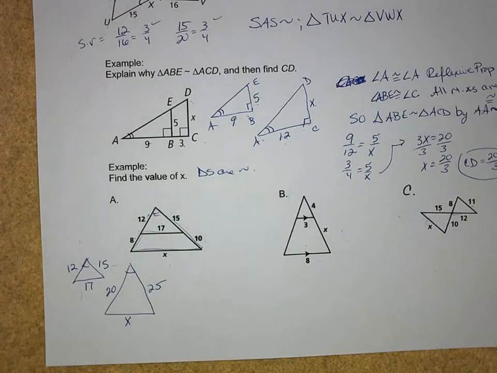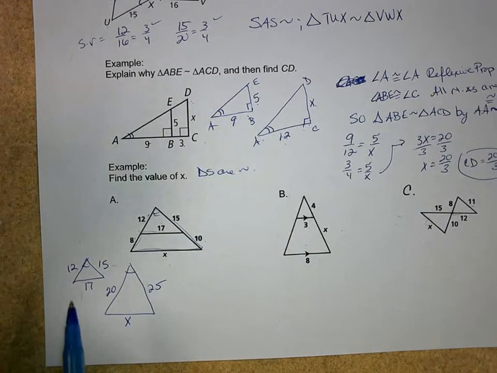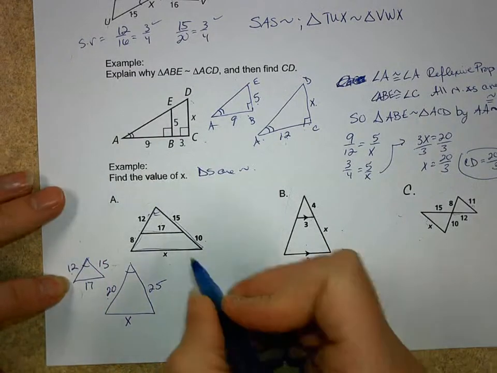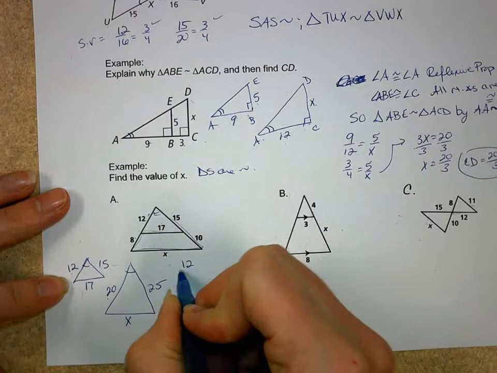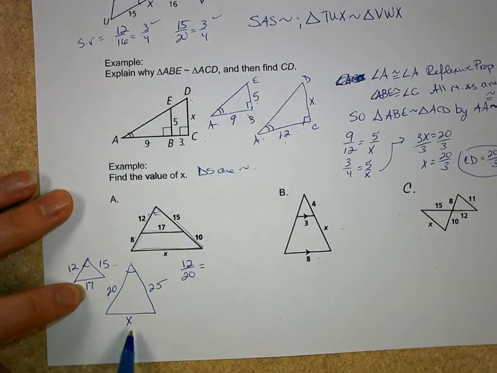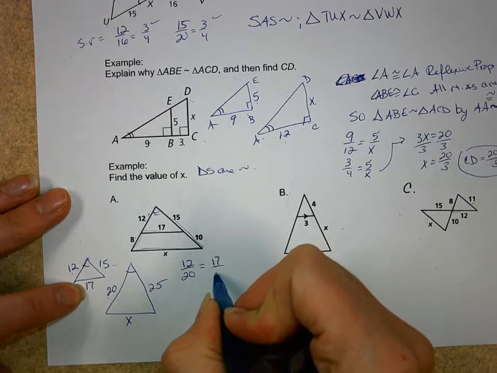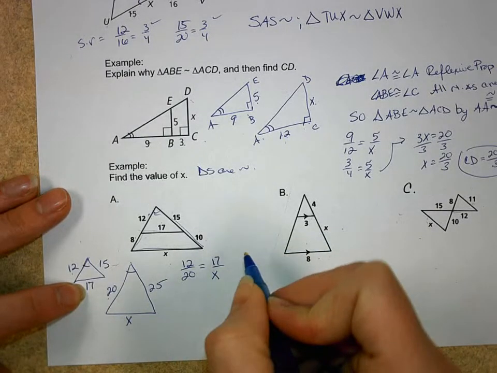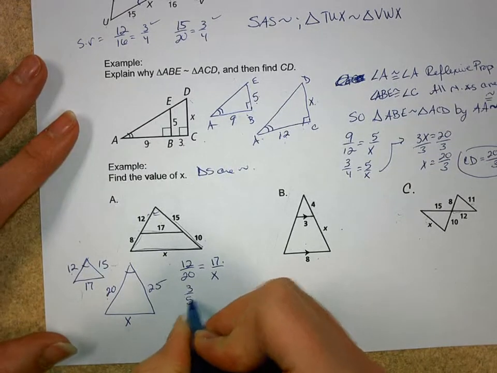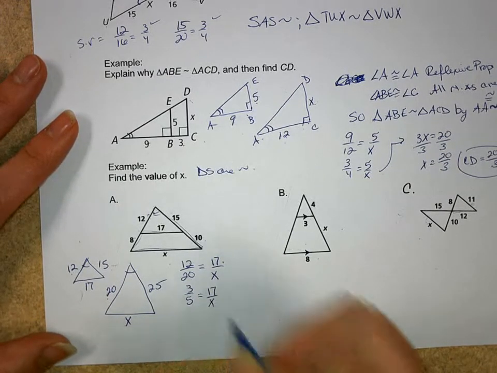So then we do matchy-matchy. We set up our proportion, and I'm going to go small to big triangle. Small triangle is to big triangle. So I know 12 is to 20 as small triangle is to big triangle. I'm just doing my corresponding parts. So 12 is to 20 as 17 is to x. Go ahead and reduce. You get 3/5 equals 17 is to x.